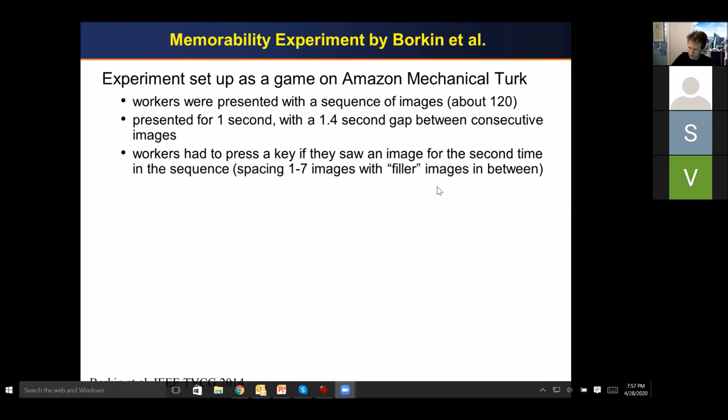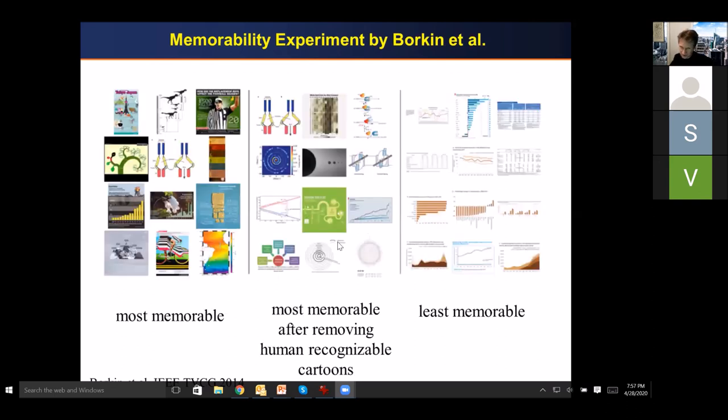Okay, so here is this experiment. It turns out the most memorable images were the ones on the left. They saw this guy with this umpire here, then one to seven images in between, something else, and then they saw it again. They said, I see this again, and clicked the button: I've seen it before. And all of these were basically the most memorable.